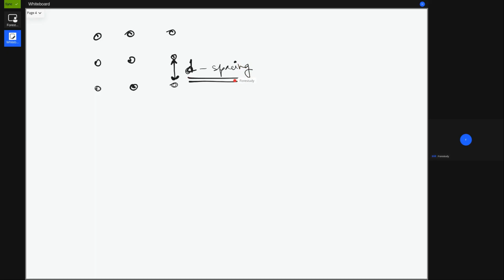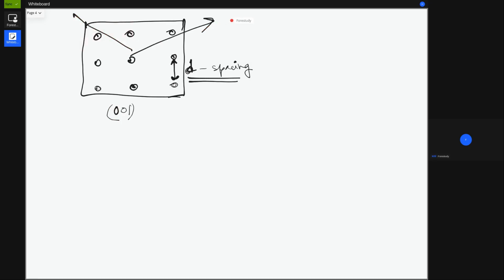What is the d spacing? Atoms have well defined distances in crystals, called d spacing. This is, say, a face of an atom, say 0, 0, 1, and these are the atoms in it, and this is the d spacing. Now when this X-ray passes through it, it results in diffraction. This is the incident ray, this is the diffracted ray.